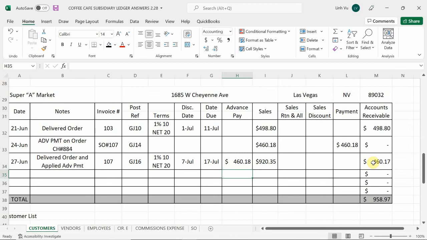$958.97, okay? So that way it doesn't affect the previous invoice, and second of all, it gives us the correct amount for the second invoice.